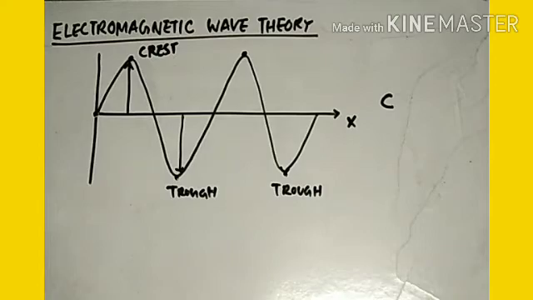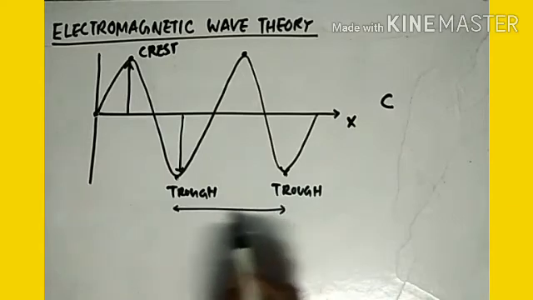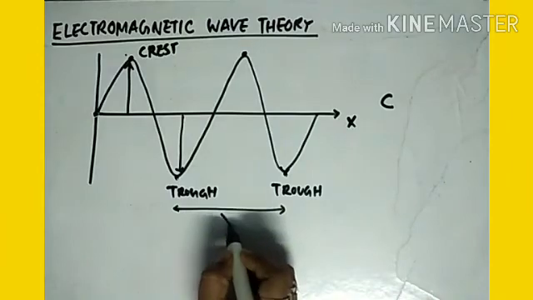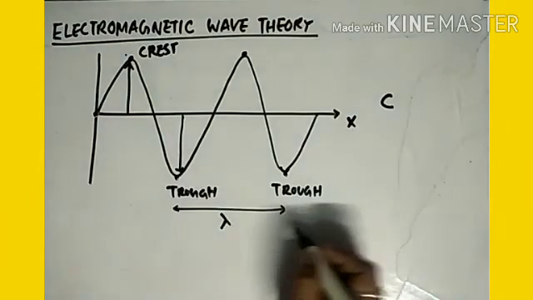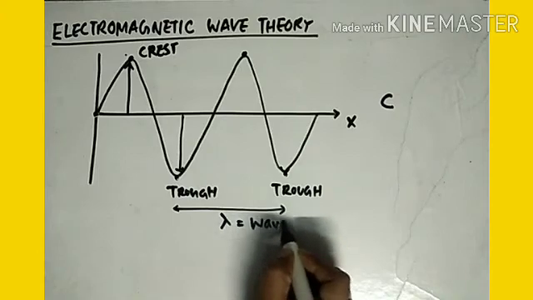Here you can see that the distance between two troughs or two crests is called lambda. That means the wavelength. Here lambda is called wavelength, right?